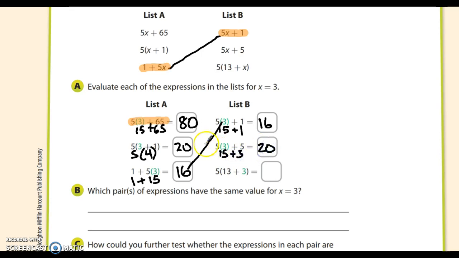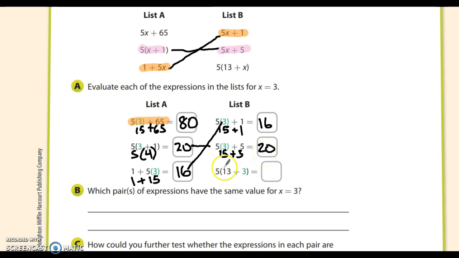On the opposite side, the one in the middle was equal to 20, these two. I'm going to change color just for fun. And these two are equal to each other. That one isn't as obvious as the first set, because on the left we've got 5 parentheses x plus 1, and on the right we've got 5x plus 5. The numbers are a little different, but they're still equal. They both had a value of 20. And this last one I can assume is going to be equal to 80.